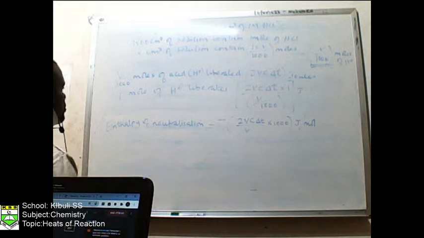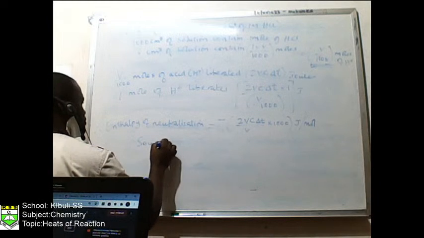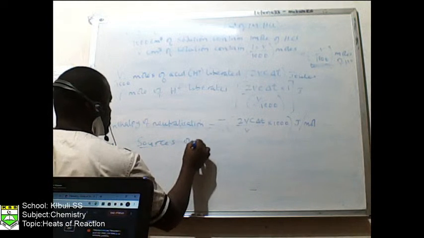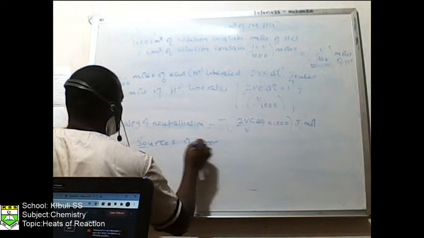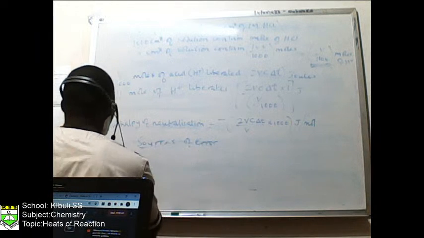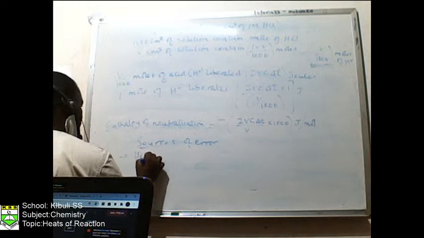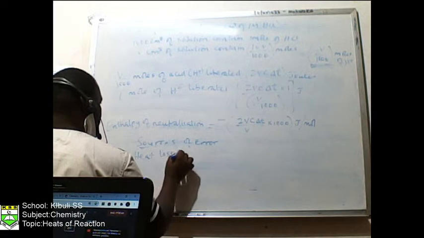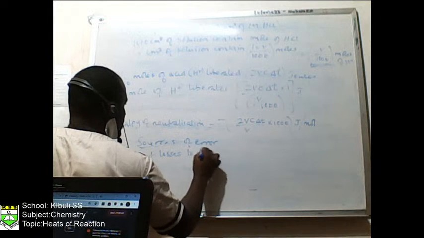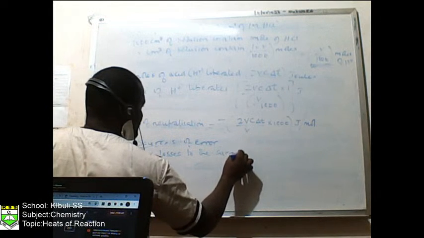Let's now talk about the sources of error. What could be the sources of error in the experiment? Sources of error could be heat losses to the surroundings.